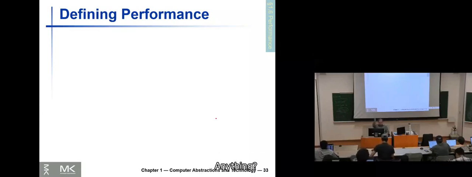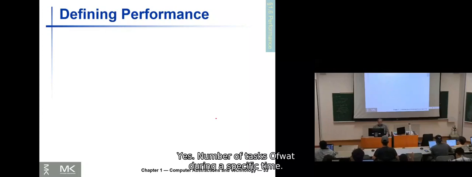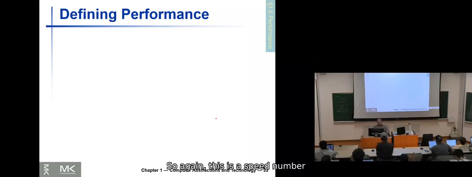Yeah. Anything? What about like the number of tasks it can perform? Number of tasks? Yes. Number of tasks of what? During a specific time? Yeah, like during a specific time. Okay. So again, this is a speed. Number of tasks during a specific time. So it means the speed.